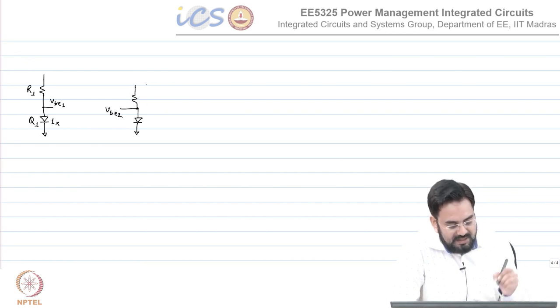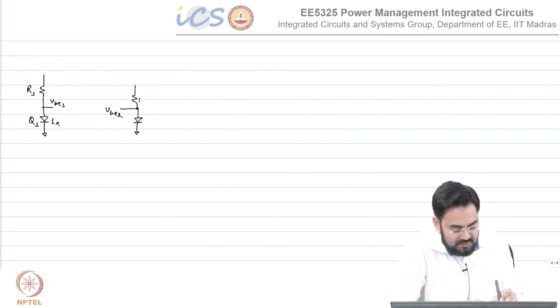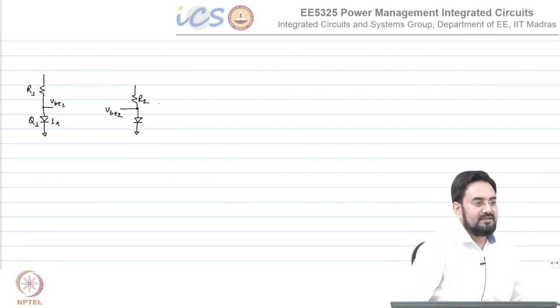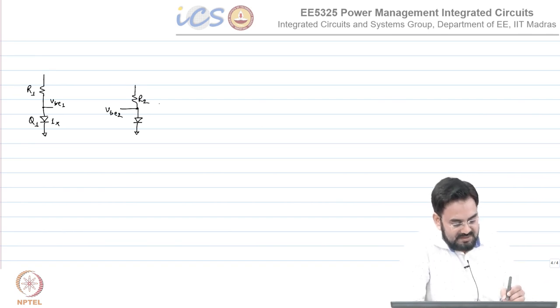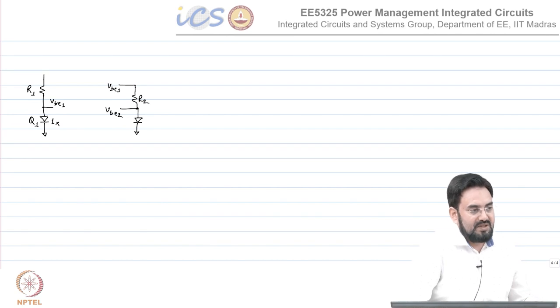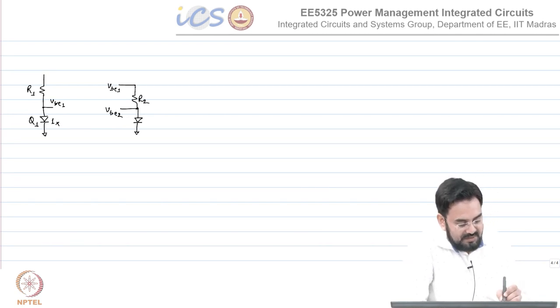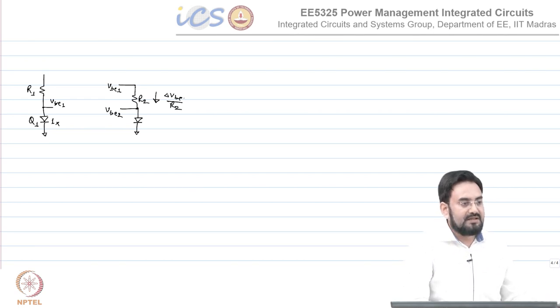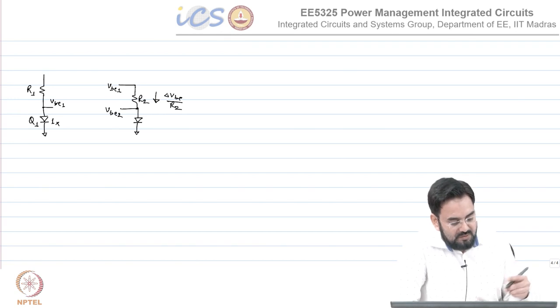So I want to generate the current in this resistor. If this is R2, it should be delta VB by R. So which means this voltage should be VB1. If I make this VB1, then what would happen? The current which will flow into this device is delta VB by R2, correct?